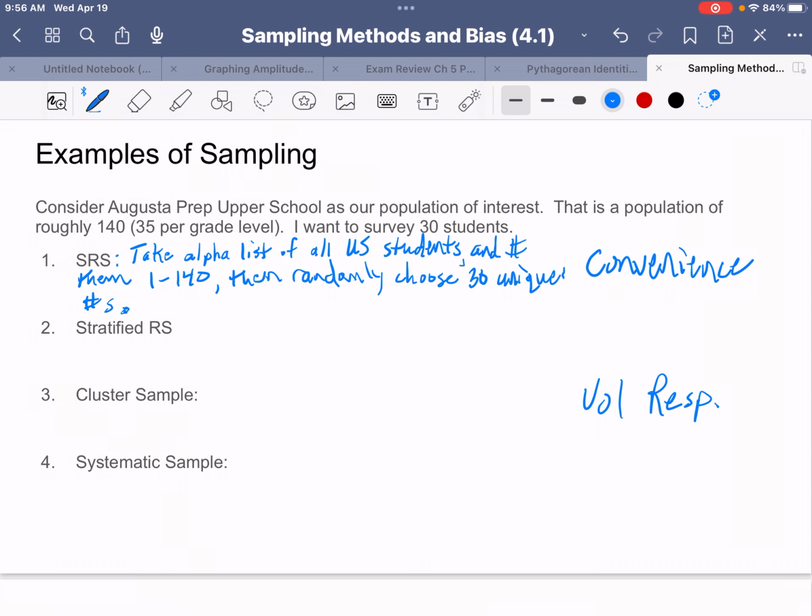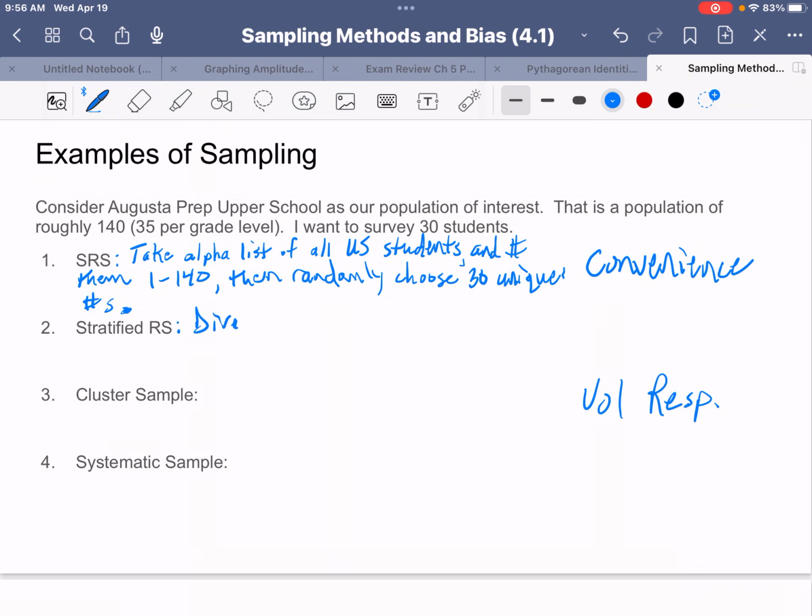Okay, so you're emphasizing there that you alphabetized the whole list of 140 students. You didn't separate them into groups. So, from A to Z, it's a mixture of 9th through 12th graders. Okay, a stratified random sample.